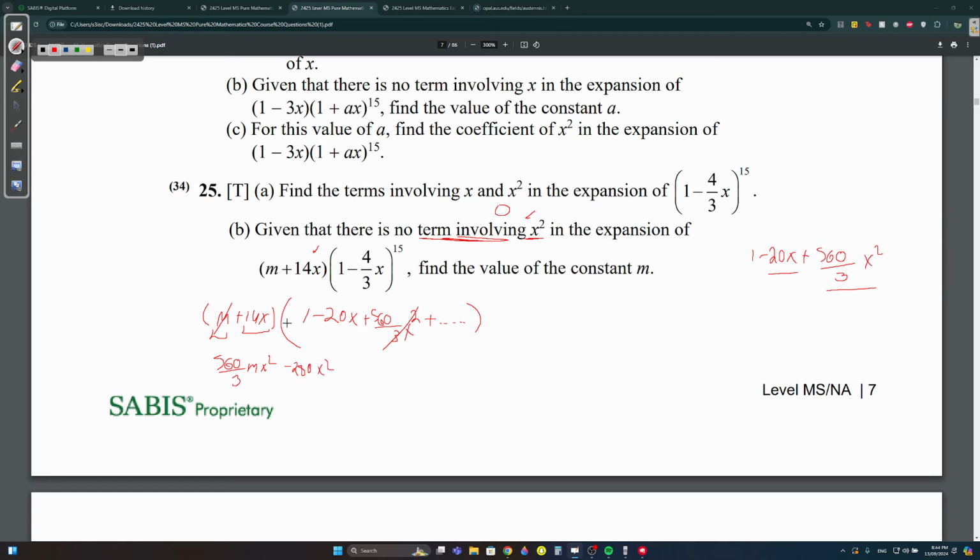280 x squared. Oh, this times this will get me cube. We don't want cube. So we're going to get this. And we know that the coefficients of this will get me 0 when you add them up. Coefficient here is m. Coefficient here is minus 280 equals 0. You're going to get 560 over 3 equals 280 m. You're going to get m equals, when you're multiplying, so 280 divided by 560 over 3.